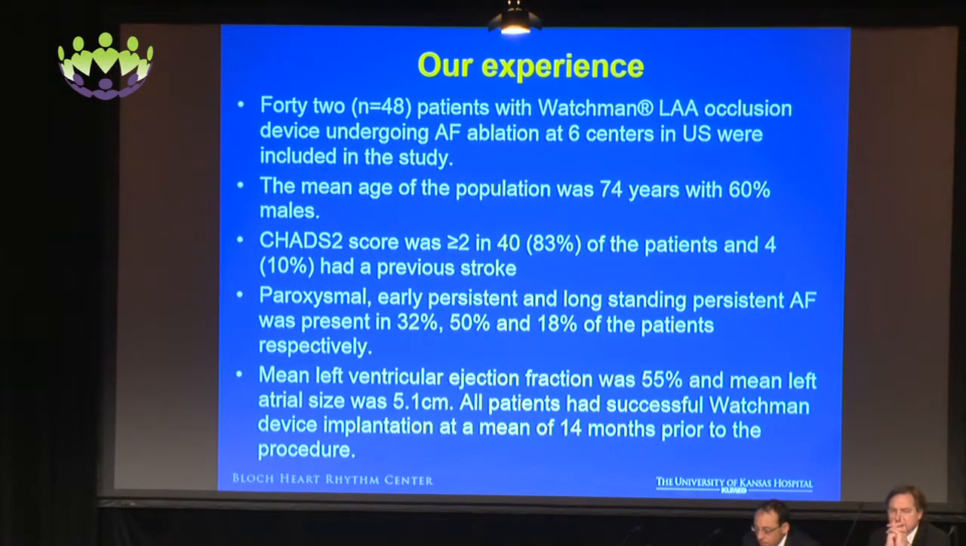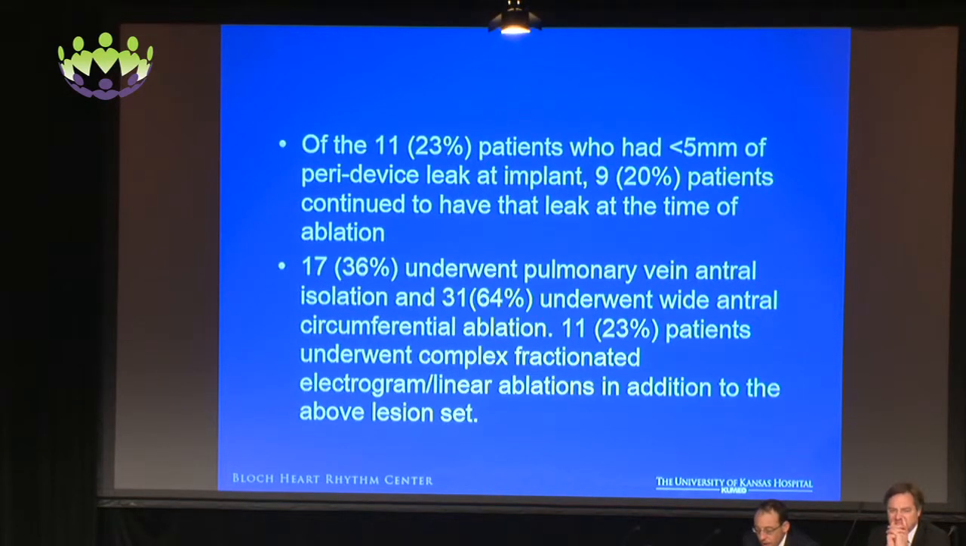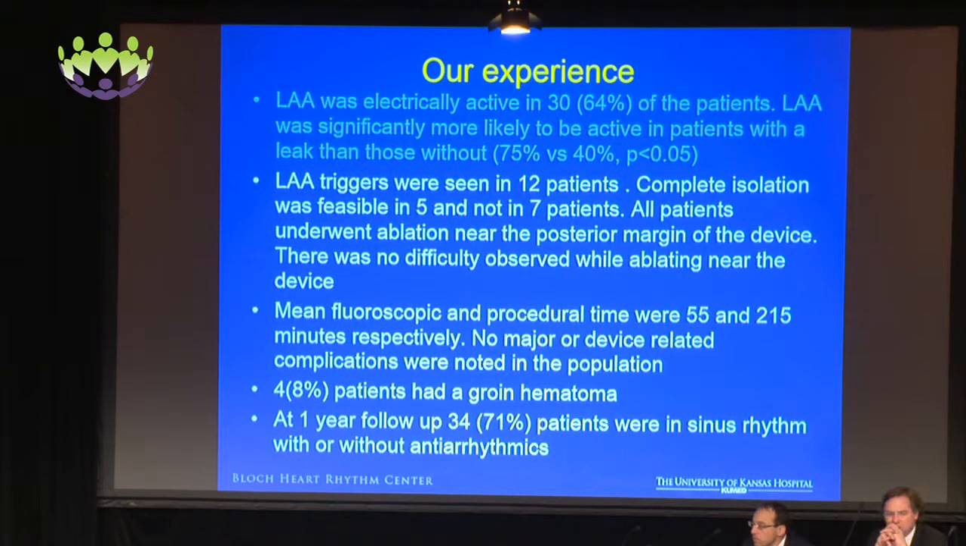We looked at about 48 patients from multiple institutions. Obviously, all of these patients had a relatively higher CHADS score and a relatively bigger atrium. Interestingly enough, 23% of these patients had a less than 5 millimeter peri-device leak, and this continued even at the time of ablation. 36% of the patients had antral isolation, with technique differences, and about 64% underwent wide antral circumferential ablation. About 23% of these people had some form of CAFE or linear lesions, depending on what the operator thought was best for them. The left atrial appendage was active in about 30 people. That is 64% of the people still had an appendage that was electrically active.